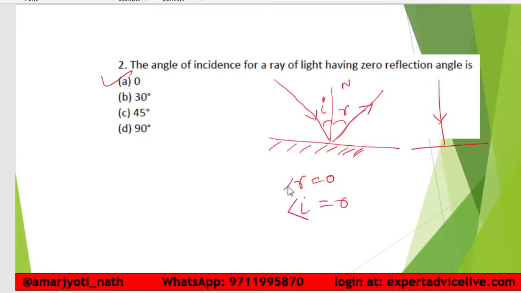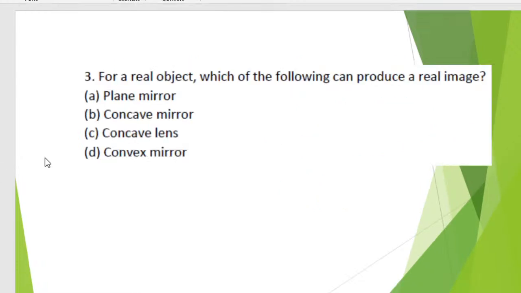So angle of reflection and angle of incidence are always equal. That is why the answer is 0 degree only. I hope you have thought like that. That is very important, that is part of the law of reflection only: angle of incidence equals angle of reflection. So go through this problem now.